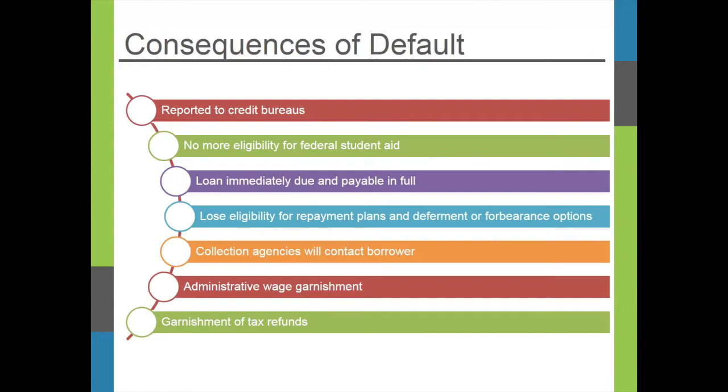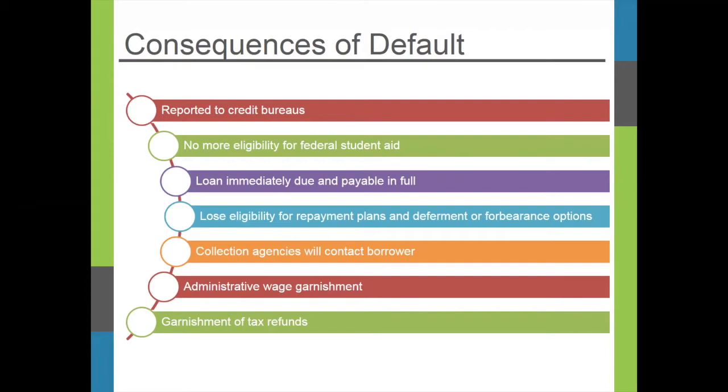Like I said, you are no longer eligible for federal financial aid. The loan is immediately due and paid in full. So that means if you owe $60,000 in federal student loans and you hit that 270 days, on that 271st day, they could make the loan payable in full on that day.